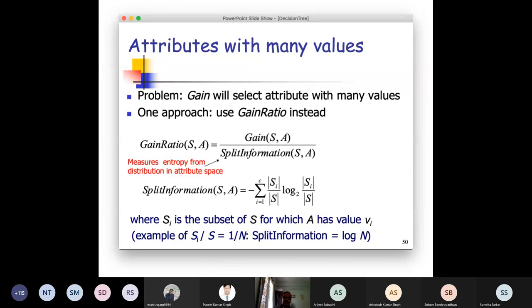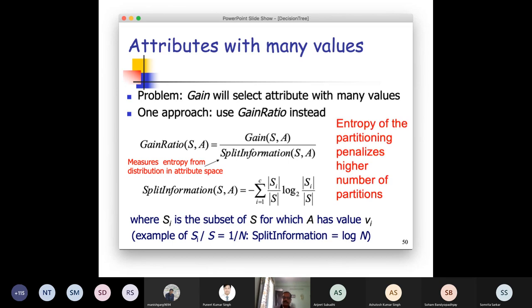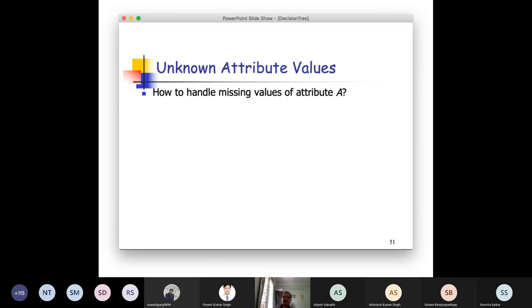So this is what measures the entropy from the distribution in attribute space. That is the split information, that is a normalizing factor. So this is penalizing the high number of partitions. Now this is the second scenario. That means when you have many valued attributes, then you are doing that kind of normalization.